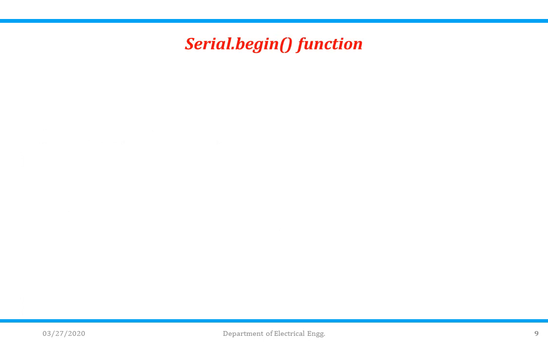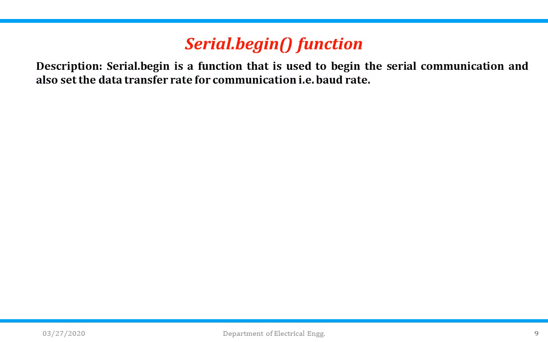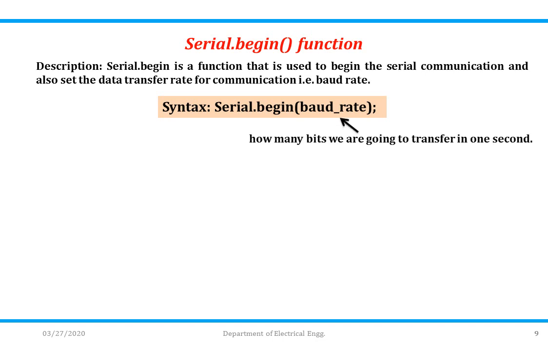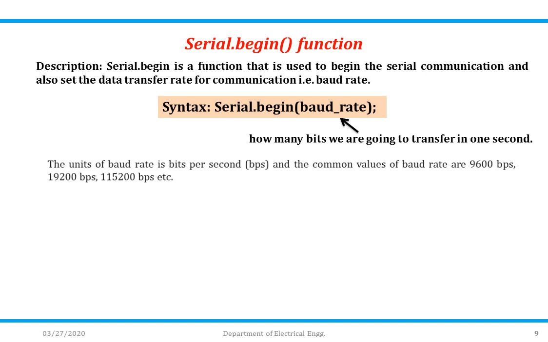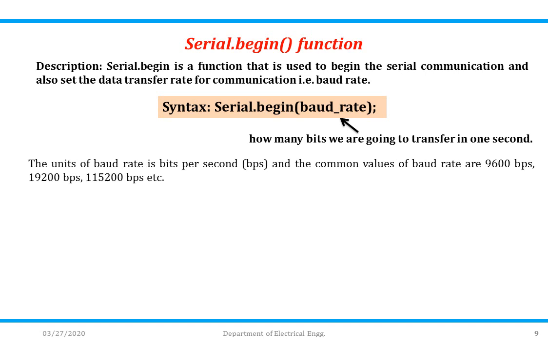Let's understand the first function associated with serial communication, that is Serial.begin. Now as the word is .begin, begin means to start. So this function is used to begin the serial communication and also set the data transfer rate for communication, that is the baud rate. So the syntax is Serial.begin(baud rate), where the baud rate indicates how many bits we are going to transfer in 1 second.